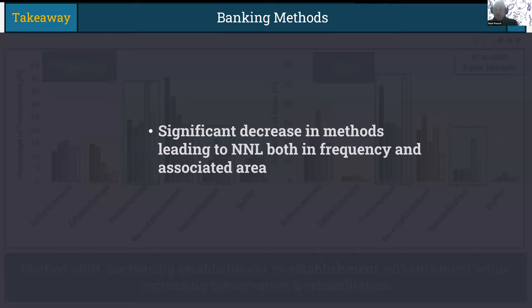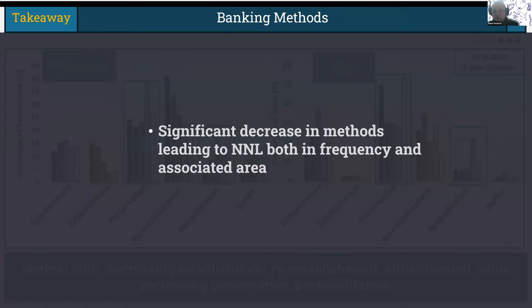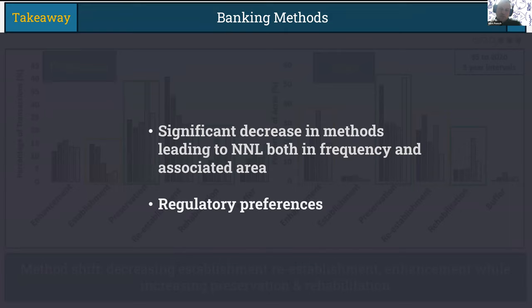So there are significant changes in the different methods that have been used for banking, but we argue that this push for increasing preservation is really moving away from the intended target, and preservation, in our view, is not really the means of achieving no net loss. We argue that this is related mostly to regulatory preferences. It's easier to preserve things than to attempt to establish things from scratch. So preservation may be an easier, less onerous approach, but one that may not provide the same benefit for the species that are attempted to be offset.